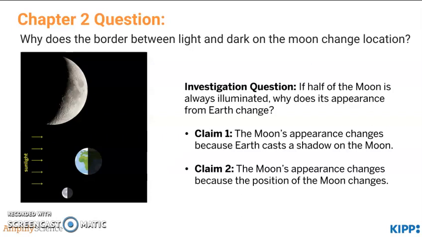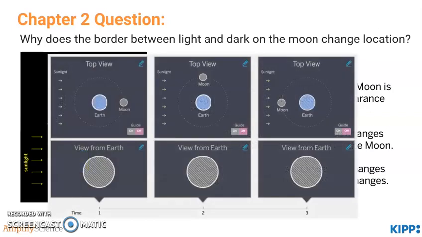Half of the moon is always illuminated. Why does its appearance from Earth change? And they have 2 claims. The moon's appearance changes because Earth casts a shadow on the moon, or claim 2, the moon's appearance changes because the position of the moon changes. Through this activity, they're able to decide that claim 2 is correct. And so once they have learned about this, they're able to then take what they know to use the sim and the modeling tool to create those phases themselves.